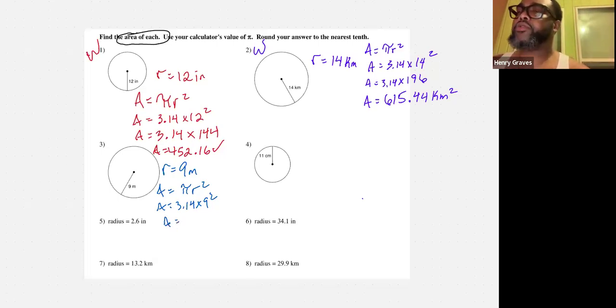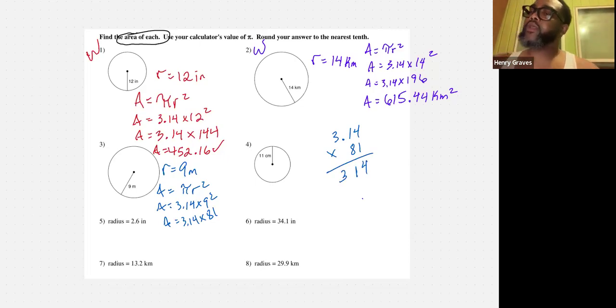Now I'm going to go ahead and do my math over on the side. 3.14 times 81. 4 times 1 is 4. 1 times 1 is 1. 1 times 3 is 3. Put the 0, cross it out. 8 times 4 is 32. 3. 8 times 1 is 8. Plus 3 is 11. Put the 1 over here. 3 is 24, 25. Add everything up.